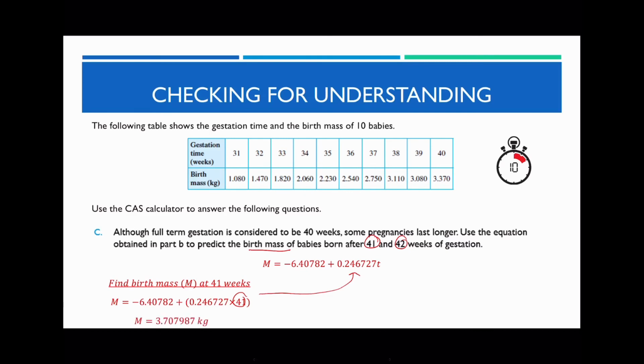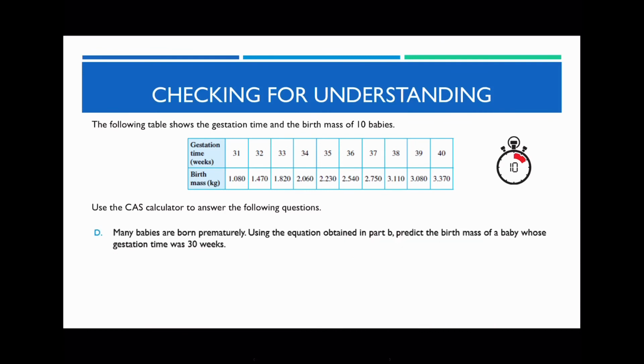Put this into your calculator. You should get this as an answer. Do the same thing to find the baby's mass after 42 weeks, and therefore you should get an answer of 3.954714 kilograms.